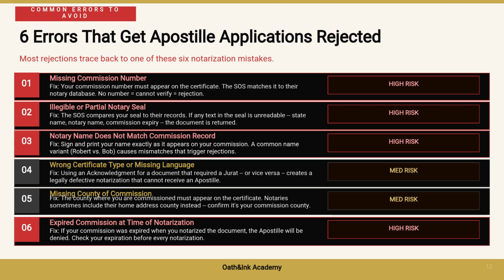Error 6. Expired commission is the most fundamental violation. Check your expiration before every single appointment. If your commission has lapsed, you cannot legally notarize, and any document you notarize during that lapse is invalid for any purpose, including apostille. These 6 errors are all preventable. The tagged document on the previous slide covers all of them.